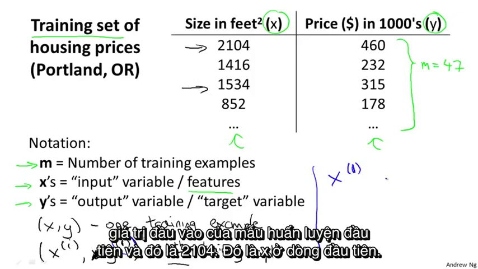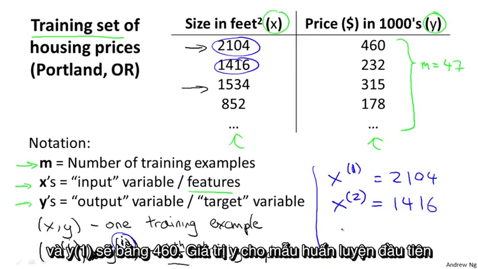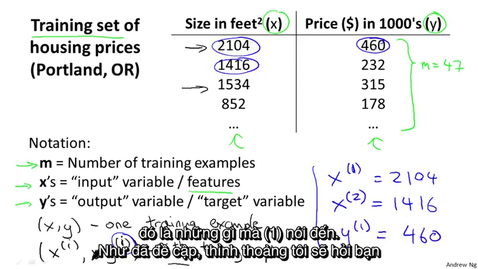So that's 2104, right? Because that's x1 in the first row. x2 will be equal to 1416, right? That's the second x, and y1 will be equal to 460, because that's the y value for my first training example. That's what that 1 refers to.